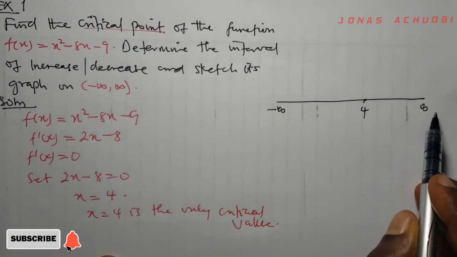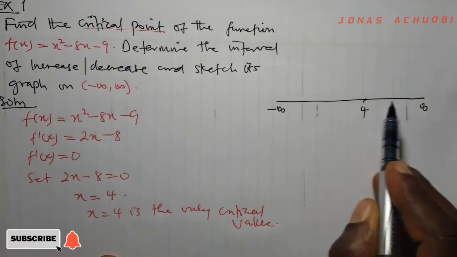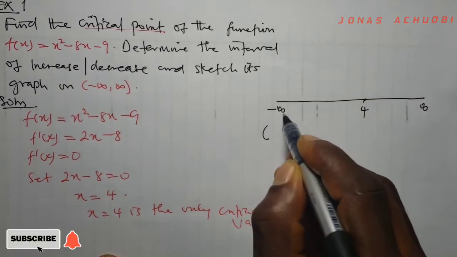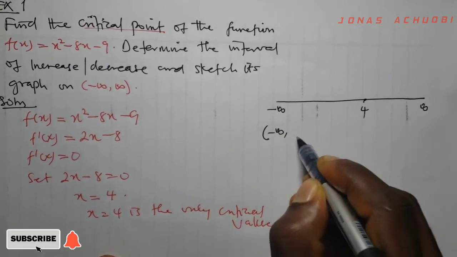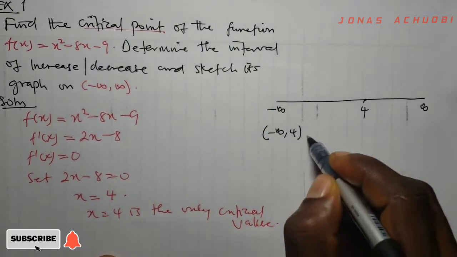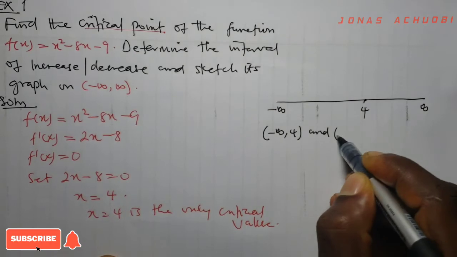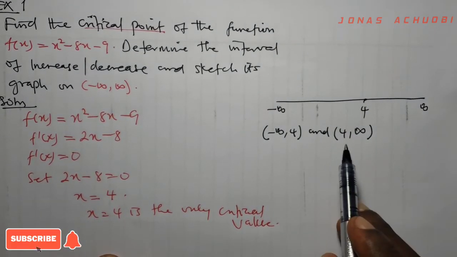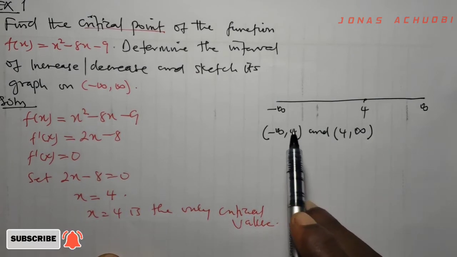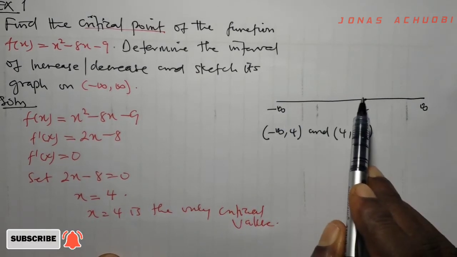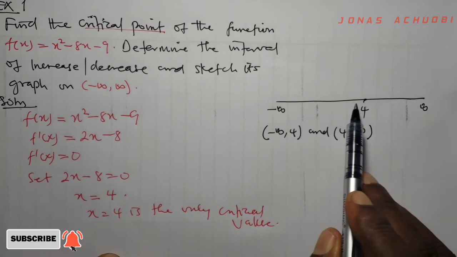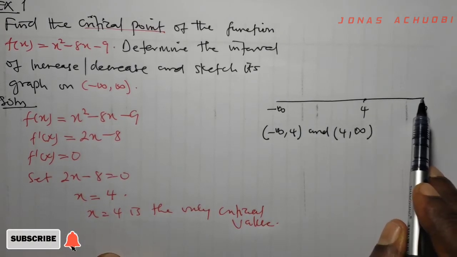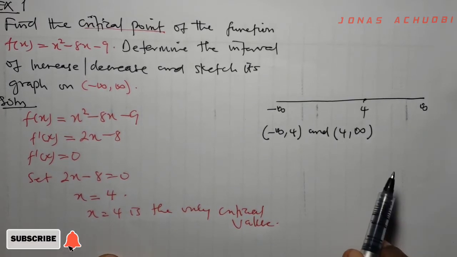Now when we do this, it partitions the interval into 2 parts. The first part is negative infinity to the point 4. And the second part is from 4 to infinity. So we want to determine if the function increases or decreases in the first interval, as well as check if the function increases or decreases in the second interval.